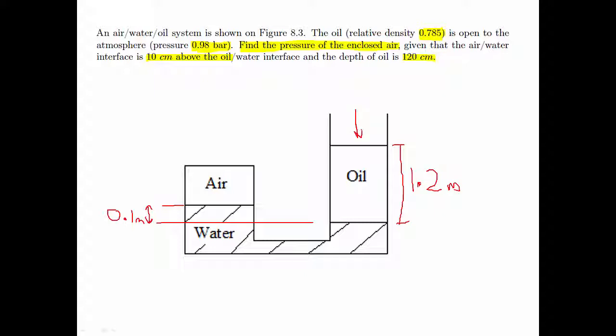And here we have atmospheric pressure. Okay, that's what we need to find: the pressure of this bit here, the air. And we've also got the density of this as well, so that's 785. Oh dear, there we go. And we know that the density of water is 1,000 kilograms per meter cubed. So we have everything in place.